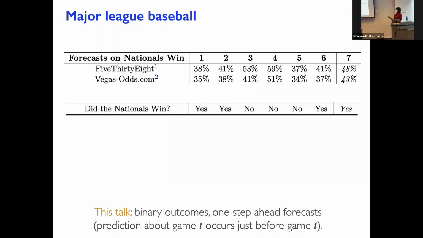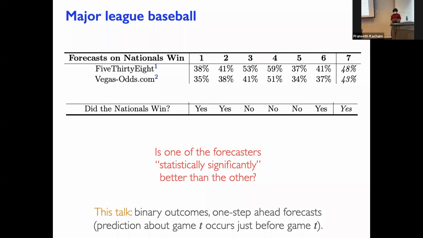So I didn't say anything great just yet, except for telling you what the problem is. And so the question that we're going to ask in this talk is, is one of the forecasters statistically significantly better than the other? And so, for that, the most important part is trying to understand what it even means for one to be statistically significant. That's going to be the majority of the talk. It's going to be fairly philosophical in the first half, and philosophical and mathematical in the second half.